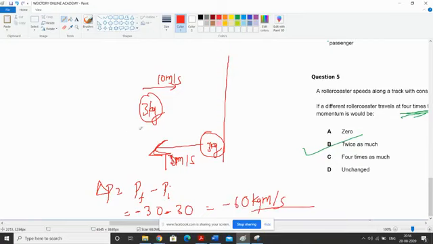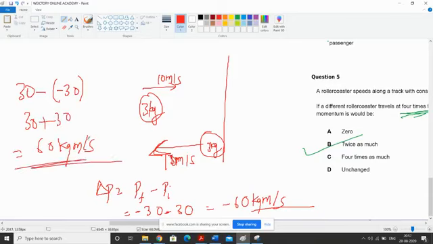Or the other way, you can also consider left side as positive. So the final momentum is 30. Initial momentum, as we are considering left side as positive, so right side is negative, so initial momentum is minus 30. 30 plus 30 gives you 60. So the concept here is that you need to consider one direction positive and the other negative.